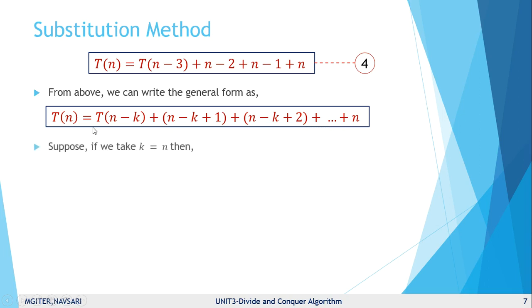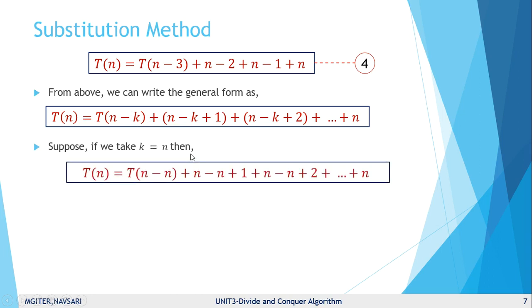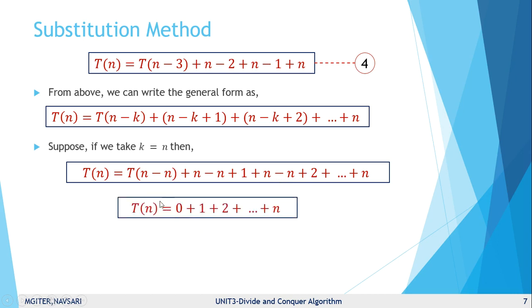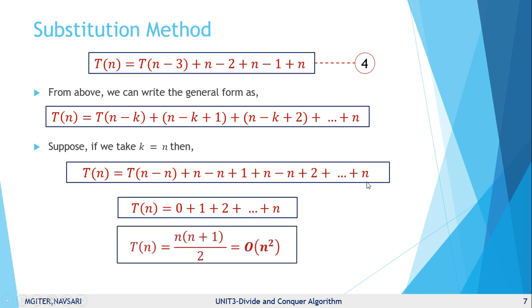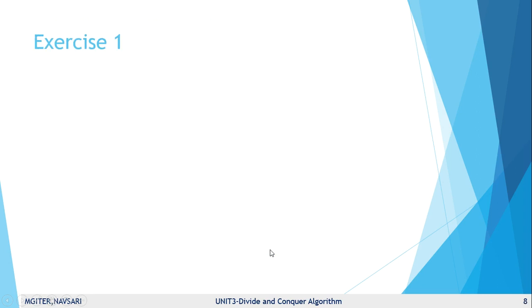So to make this term 0, we put k equal to n, then T(n-n) + n-n+1 + n-n+2 up to n. So it takes the following form, that is 0 + 1 + 2 up to n. It is in polynomial form. So the general form is T(n) equal to n(n+1)/2. So the complexity of the given recurrence is order of n square.